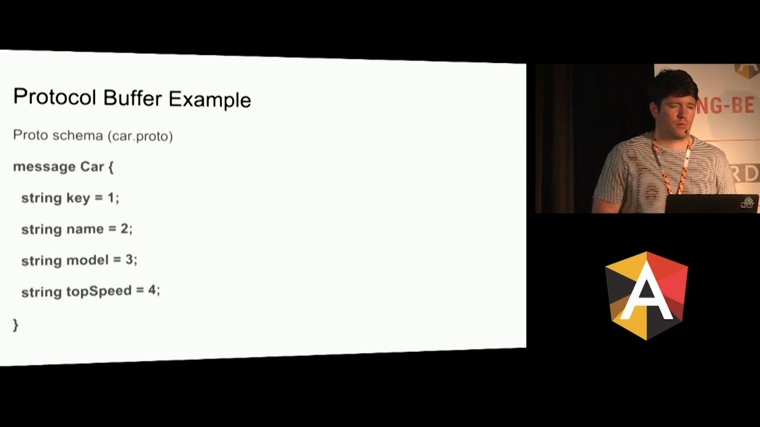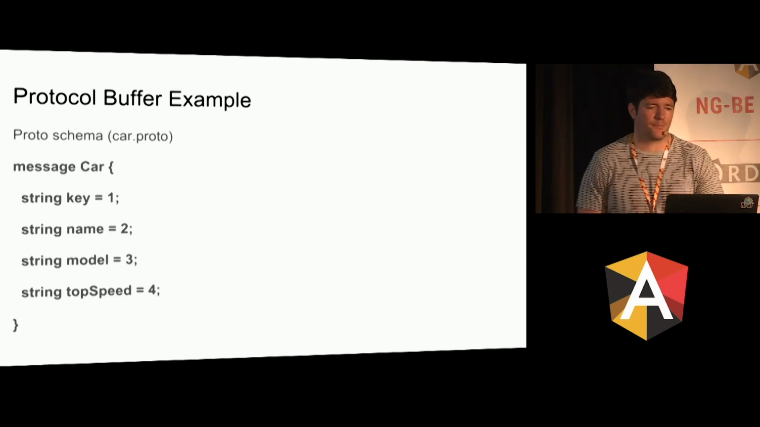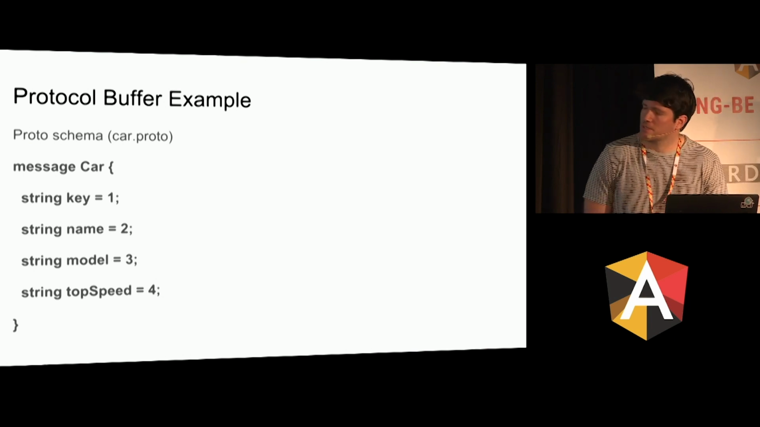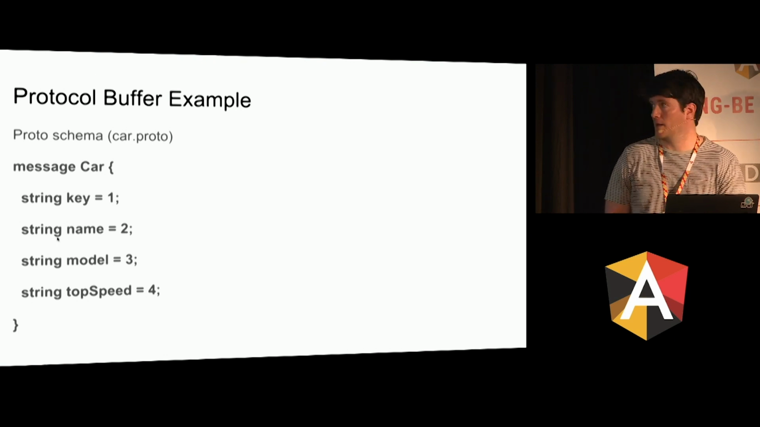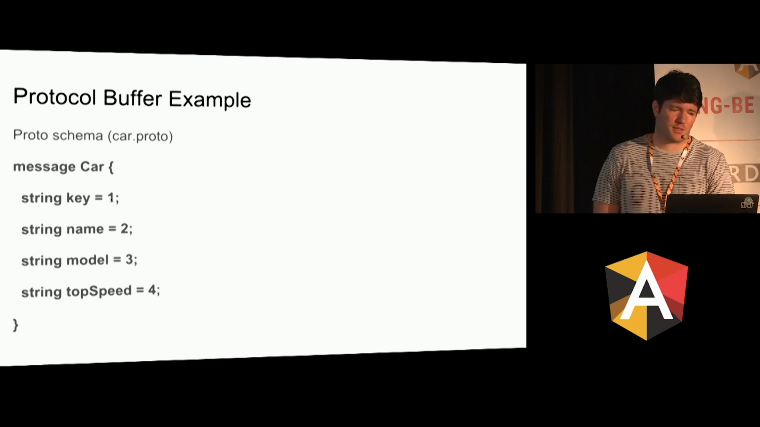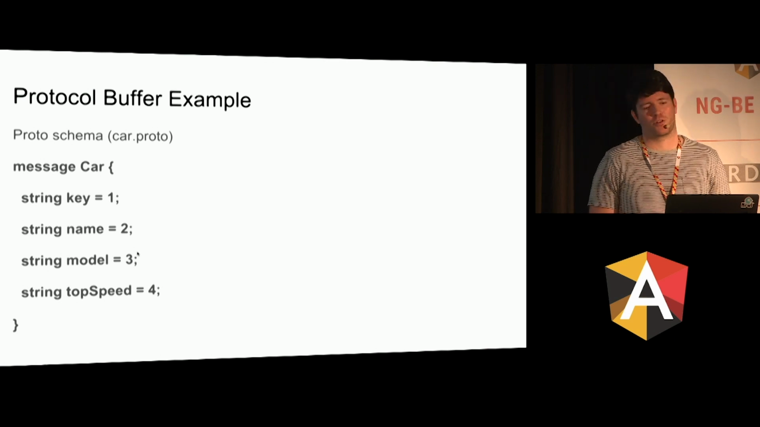And here's an example of a protocol buffer schema. The syntax is basically you define a message, give it a name, and then you enumerate the properties and give the properties types. And don't worry too much about this number. This is basically just used internally for serialization. So for every property, just increment that number by 1.